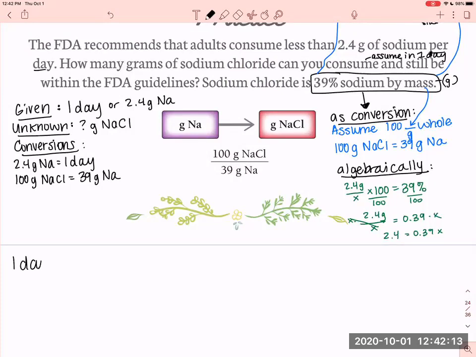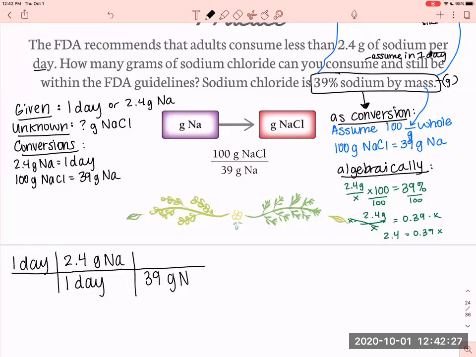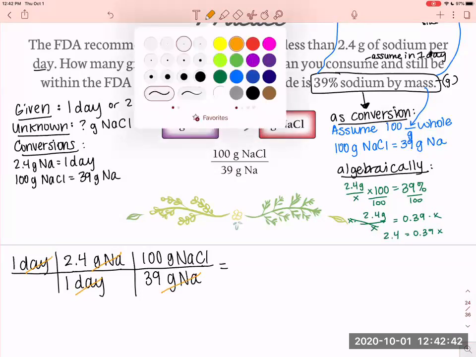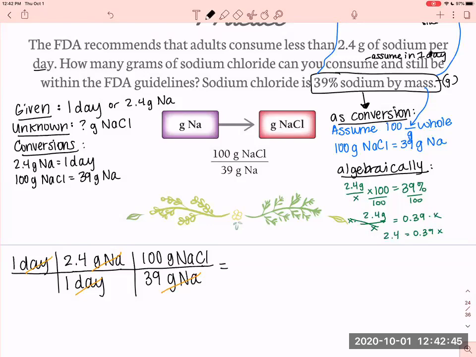If you start with 1 day, which is totally fine if you skip this part, you'll see that you'll get the same answer. For every day, we can consume 2.4 grams of sodium. And then 39 grams of sodium gives us 100 grams of sodium chloride because I can manipulate my percentage in that way. Canceling out, grams of sodium cancels grams of sodium, one unit and one substance, canceling here. And you'll find that if you did the algebra correctly, you will get the same answer. But to me, it's just easier to see and not second guess myself when I do it this way.